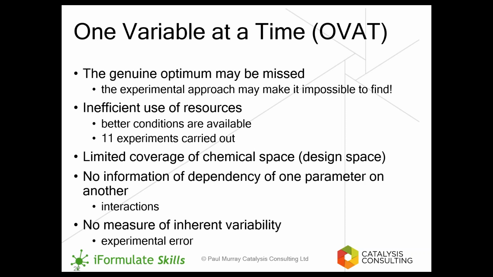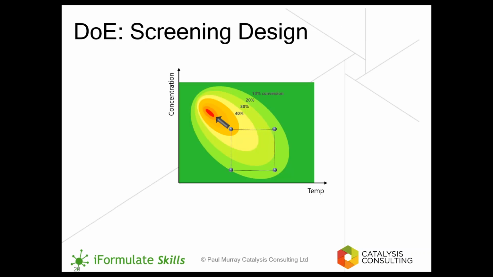And we have no idea on what the inherent variability is. So what is the experimental error? We got close to 40%. If we run the experiment again, will we get the same results? Will we be higher? Will we be lower? Experimental error is very important to understand the significance of the model.